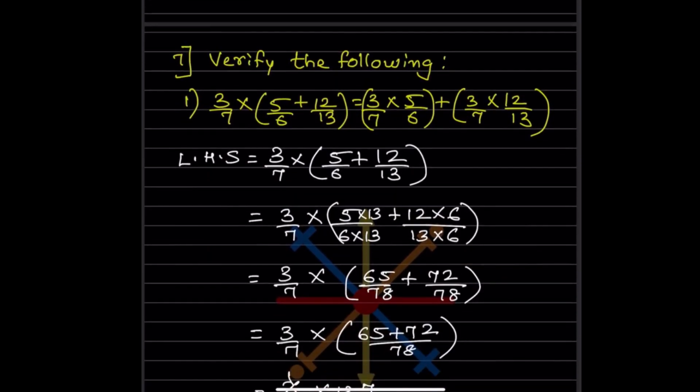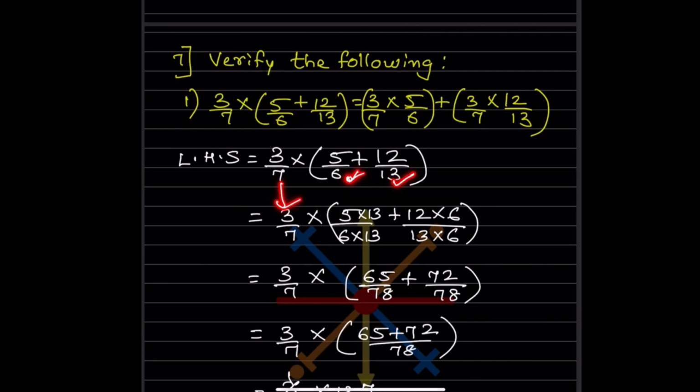Here we have to verify the following. This is equal to this one. So let us take the left hand side first. This is multiplication here. So here, what will you do? Here the denominators, can you see that this will be the same. Now let us solve the brackets first.